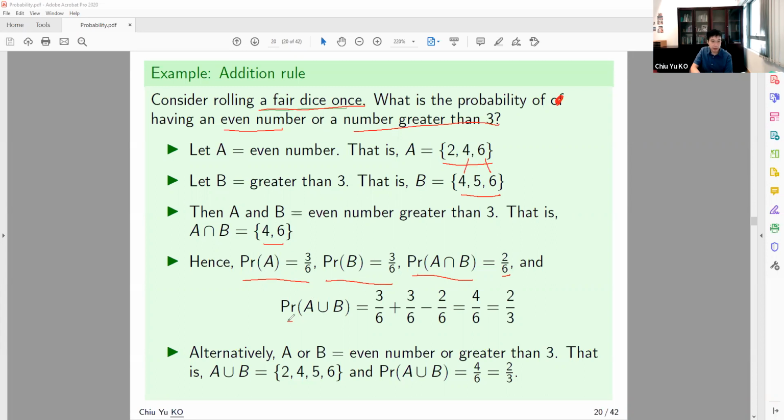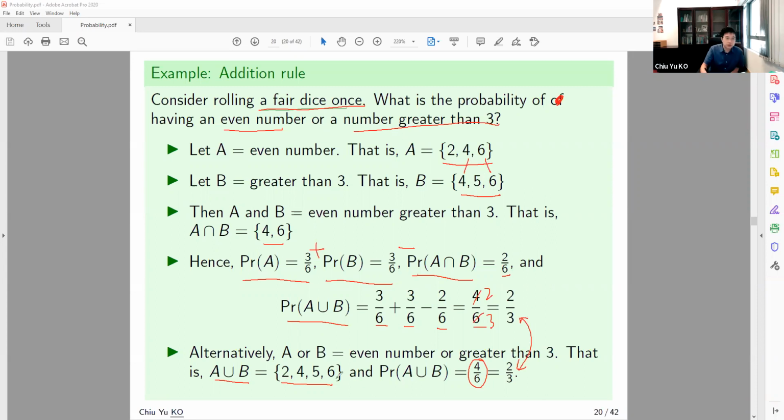And what is the probability that A or B would happen? Applying the formula, it will be this plus this minus this, so 3/6 plus 3/6 minus 2/6. 3 plus 3 is 6, 6 minus 2 is 4, and you cancel out, then it's 2/3. Alternatively, you can do the following. The union of A and B, you just pick up everything in A and B. So it's 2, 4, 5, 6, 4 elements here. So 4 out of 6, again, is 2/3. So you can see the same result here.